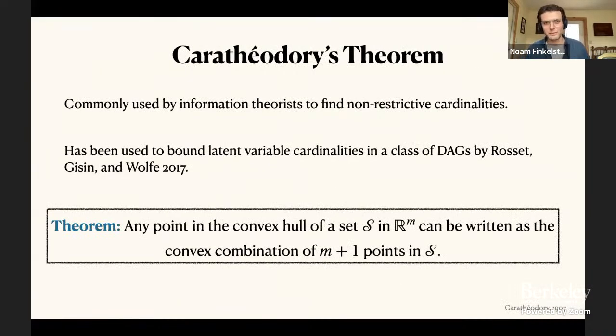And this is commonly done by information theorists. The way that they do it is through Carathéodory's theorem. This has also been used to bound latent variable cardinalities in a specific class of DAGs in a 2017 paper, which Ellie was also a co-author on. And the theorem says any point in the convex hull of a set in R^n can be written as a convex combination of n+1 points in that set.